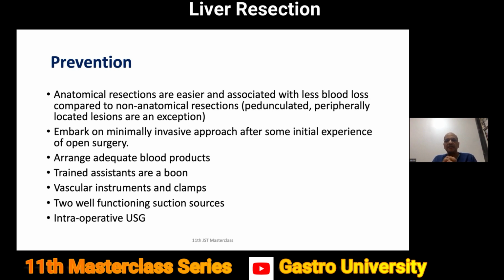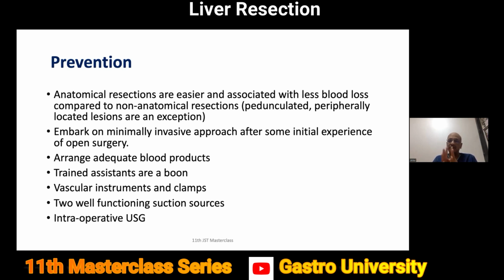Embark on minimally invasive approach. It is the in thing, and everybody wants to do it. But I would suggest that one should have some initial experience of open liver resections, because it makes your life very easy when you just shift the gears to the minimally invasive side. Arrange adequate blood products, because you never know when you land up in a tight situation.